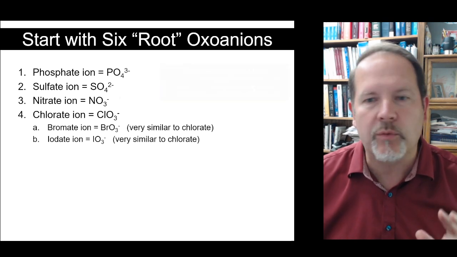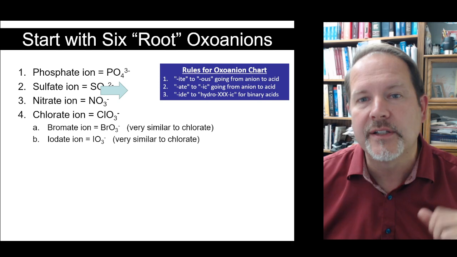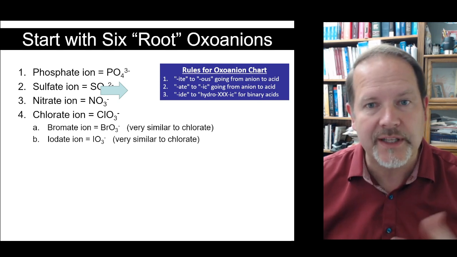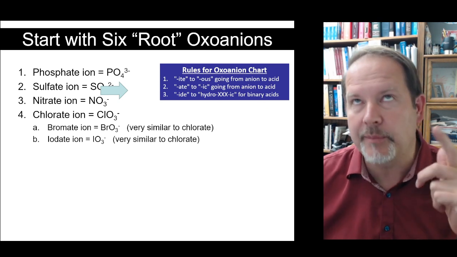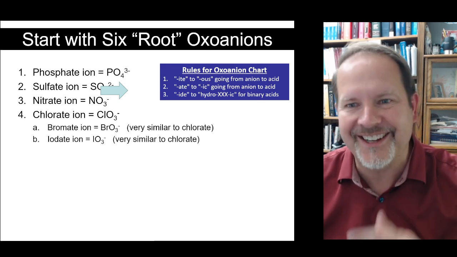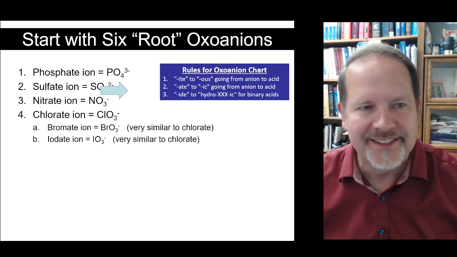Now, once you do that, we're going to learn later on that there are some patterns where we can turn ite to ous, going from an anion to an acid. We'll show you that in a minute. Ates to ic. So remember, ates to ic. Ides to hydro something ic. You'll see this. Don't worry.